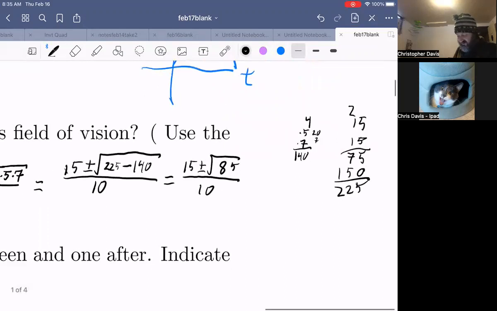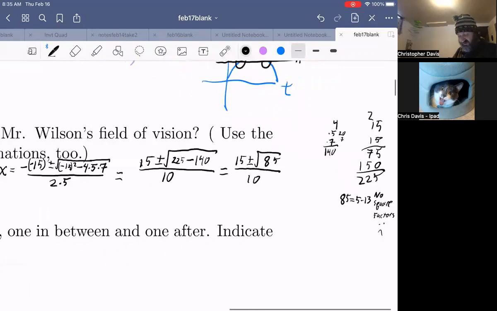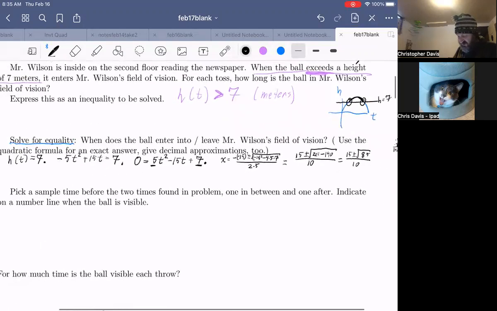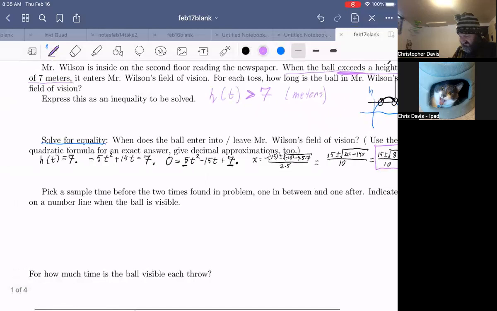All right, and 85 isn't a perfect square, but maybe it has a perfect square factor. Let's factor 85 and just see if it simplifies. So let's see, 85 is 5 multiplied by 13. No perfect square factors. There's no simplification to be done. So when does the ball enter or leave Mr. Wilson's field of vision? At these times, maybe we want decimal approximations too.